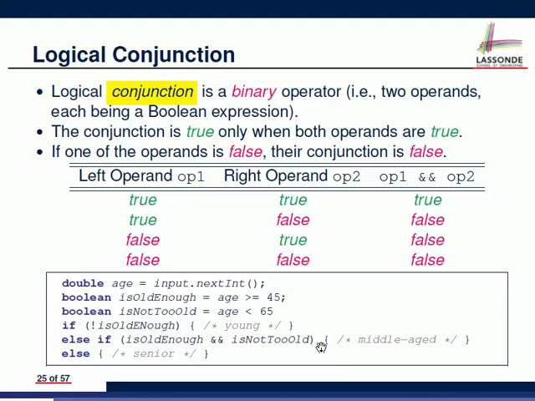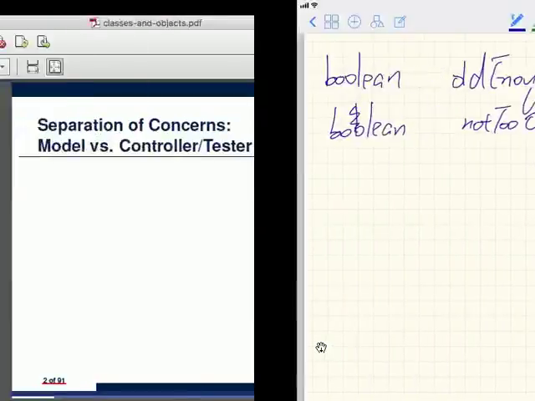Old enough, age larger than or equal to 45. Now also, Boolean, we got not too old, in which case we got age now less than 65. So now let's switch the iPad over here.